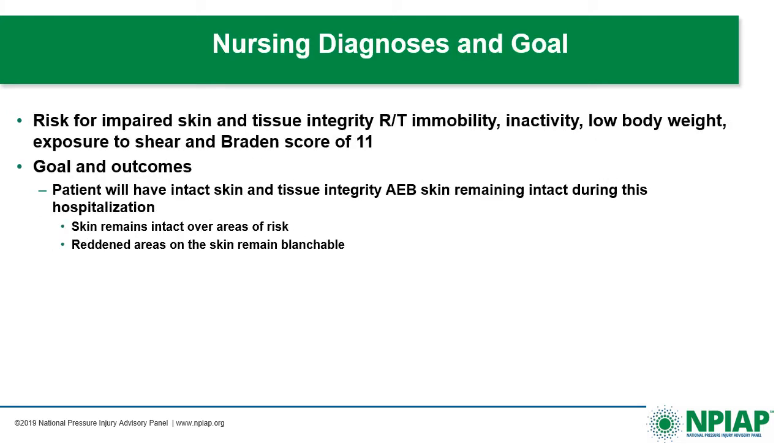So what would this patient's nursing diagnosis and goal be? For the little lady that broke her hip, I think she is a risk for impaired skin and tissue integrity related to her immobility, her inactivity, her low body weight, and exposure to shear, and her Braden score of 11. The goals and outcomes will be that she will have intact skin and tissue integrity as evidenced by the skin remaining intact during this hospital stay. How am I going to know that? The skin will remain intact over areas of risk, and the reddened areas, if she develops any, will remain blanchable.